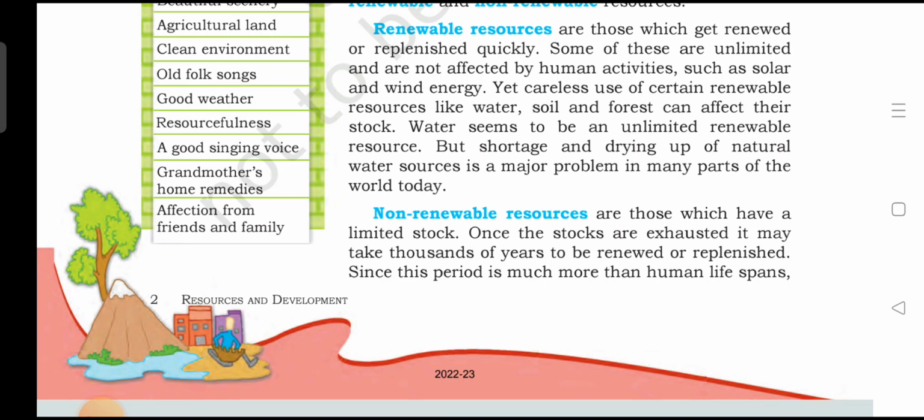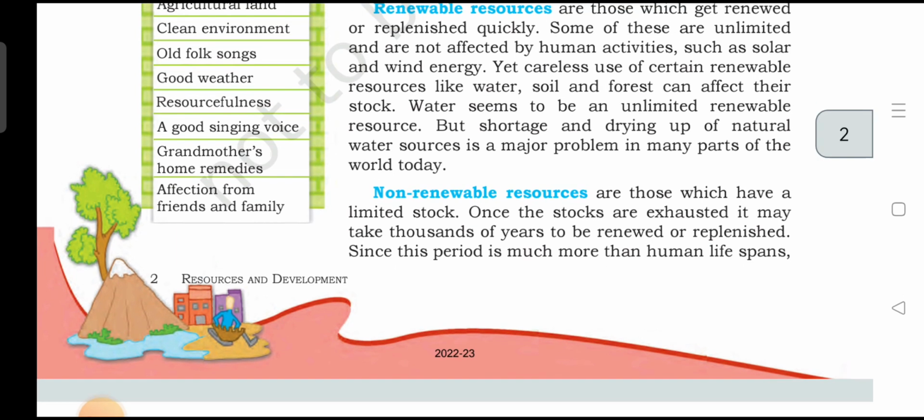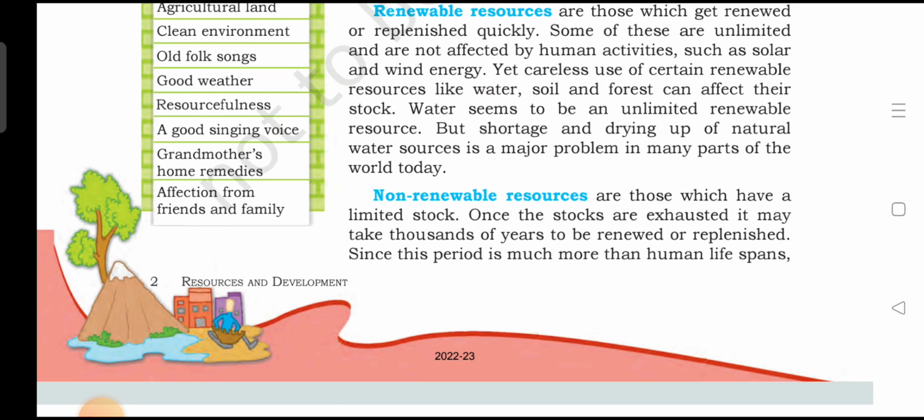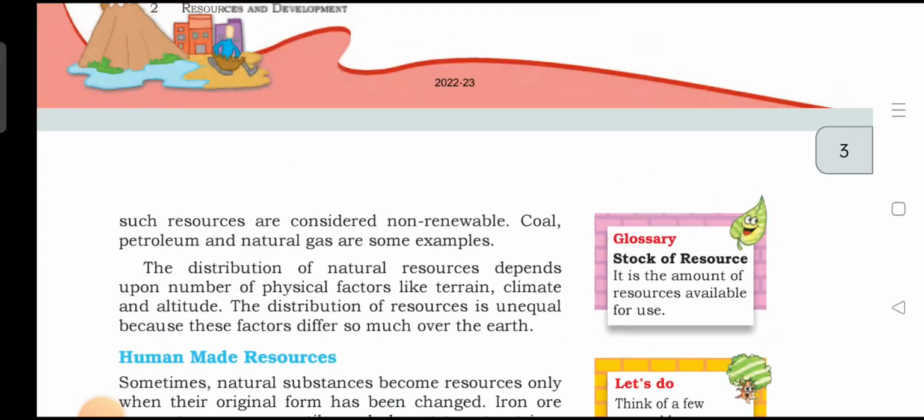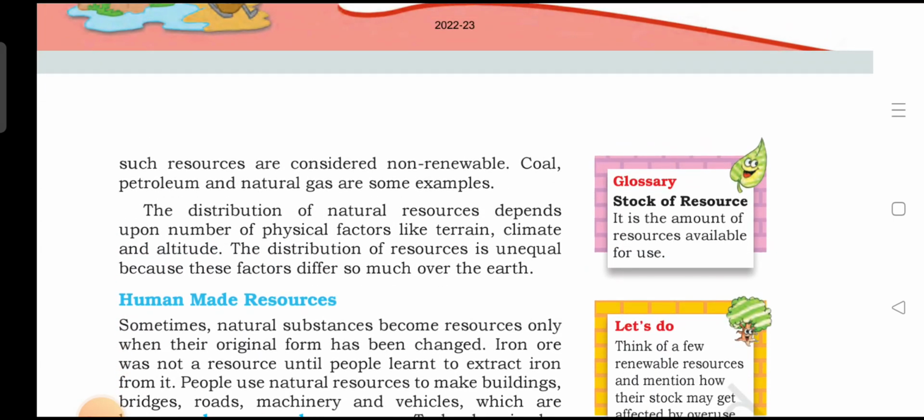This period is much more than the human life span, because you have seen that in the present times human age is still 70 or 80. Most people don't live till 80 also, they die at 60 only. I am telling you this, dear children, the truth is this only. Very few live till 80, 90, and it is very difficult to cross the 100 number. So it is beyond the human life span. Such resources are considered non-renewable. Coal, petroleum and natural gas are some examples.